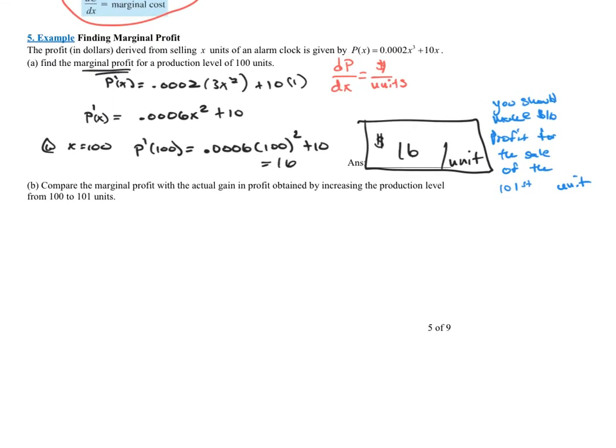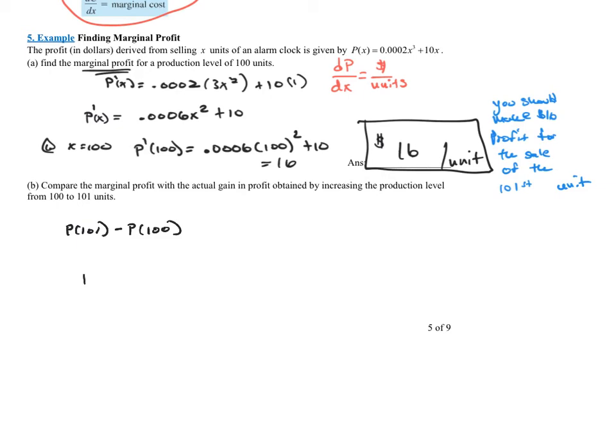Let's look at this. It says compare the marginal profit with the actual profit obtained by increasing the production level from 100 to 101 units. So our marginal profit is the estimate of how much you make. Let's find out how much you actually did make. You're going to do the profit of 101 units minus the total profit from 100 units. This is going to give us our actual change in profit. So the marginal, the derivative, is the estimation of what we should make. The actual would be the actual change in Y. That's what we actually did make.